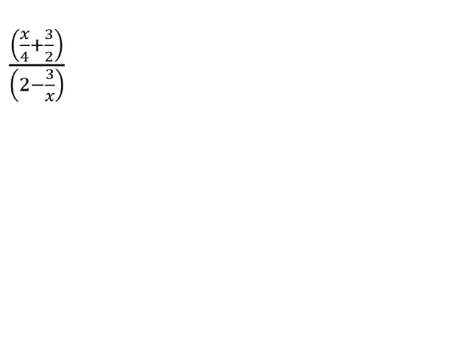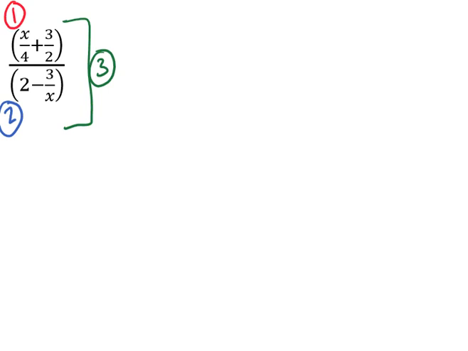You have a problem up here on the top, you have your second problem down here on the bottom, and then once you've done the first and the second problem, that's where the third problem comes in. All right, so let's go ahead and take a look at our example. So here we have the complex fraction, the quantity x divided by 4 plus 3 halves divided by the quantity 2 minus 3 over x.